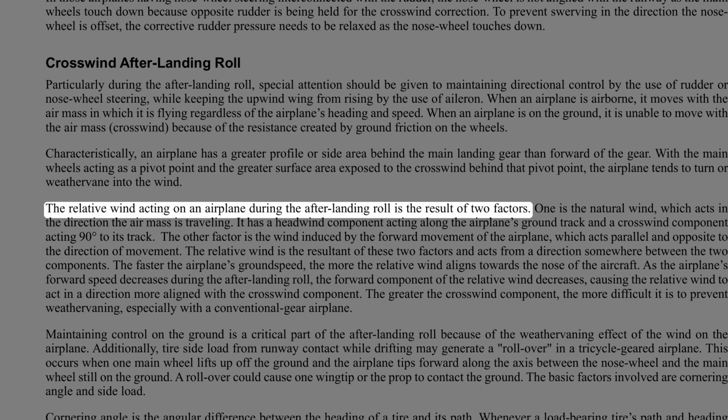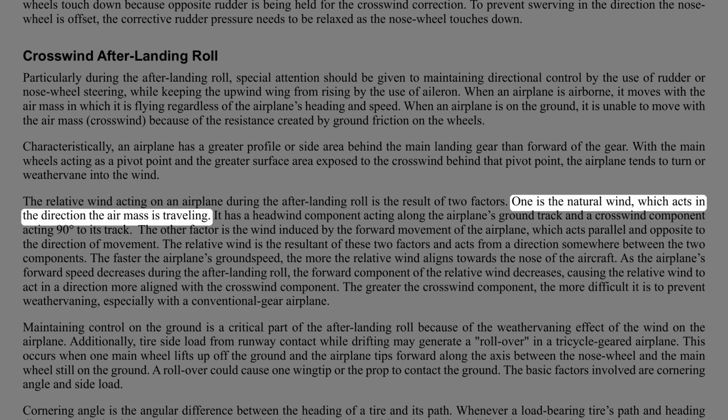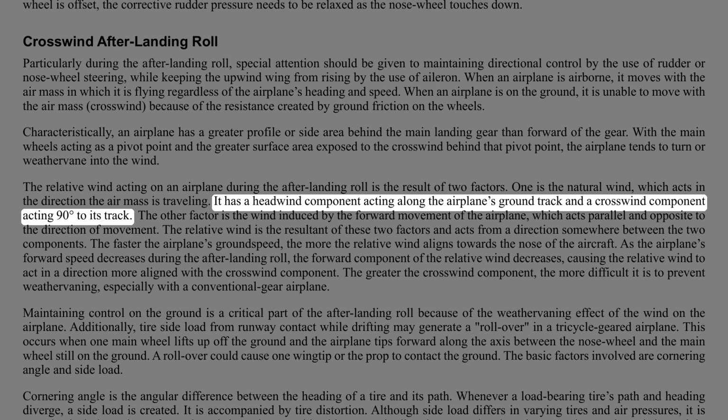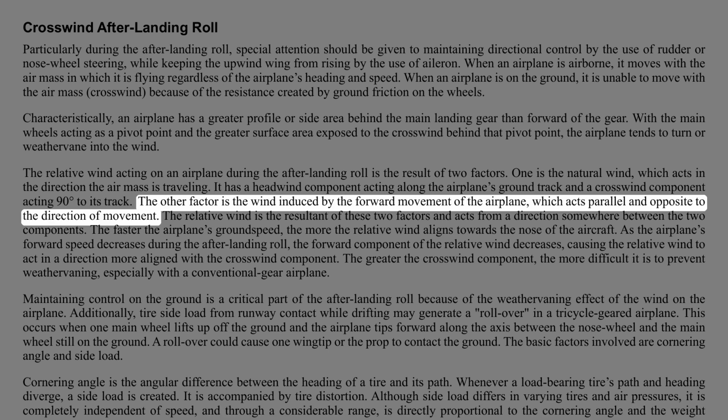The relative wind acting on an airplane during the after landing roll is the result of two factors. One is the natural wind, which acts in the direction the air mass is traveling. It has a headwind component acting along the airplane's ground track and a crosswind component acting 90 degrees to its track. The other factor is the wind induced by the forward movement of the airplane, which acts parallel and opposite to the direction of movement.